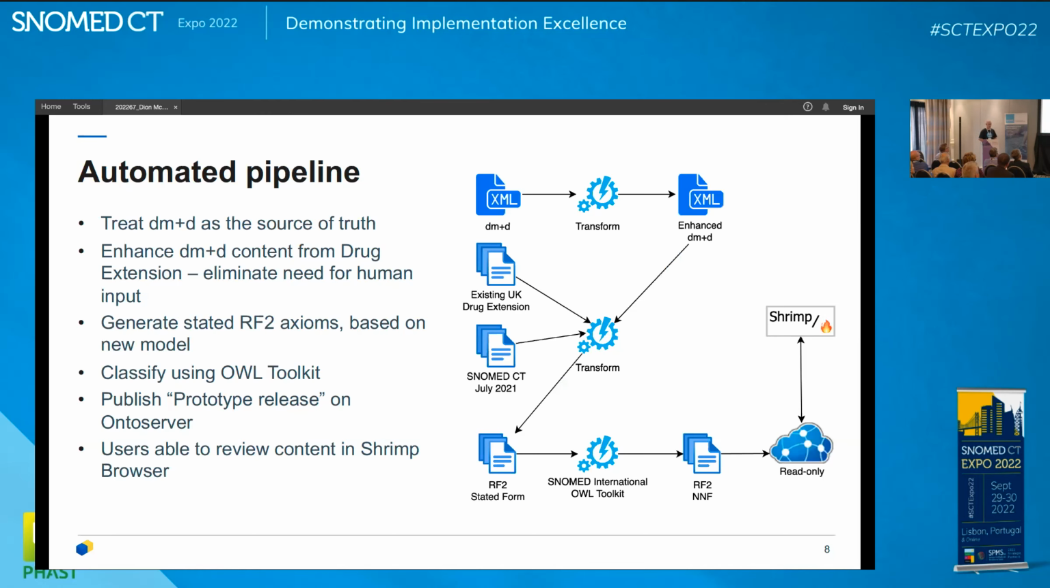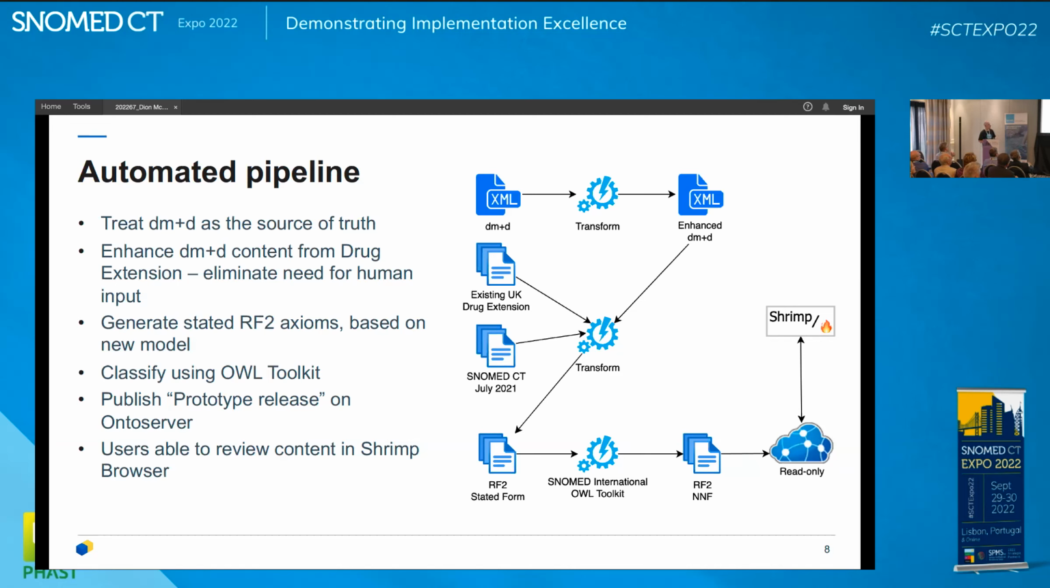So the process, this is essentially what we did. We took dm+d and ran it through a process to create an enhanced version of dm+d. We actually used the UK drug extension to get those missing properties and push them back into dm+d. Then we pretended that enhanced version of dm+d is dm+d and used that to forward generate the UK drug extension models, changed into the SNOMED International edition.